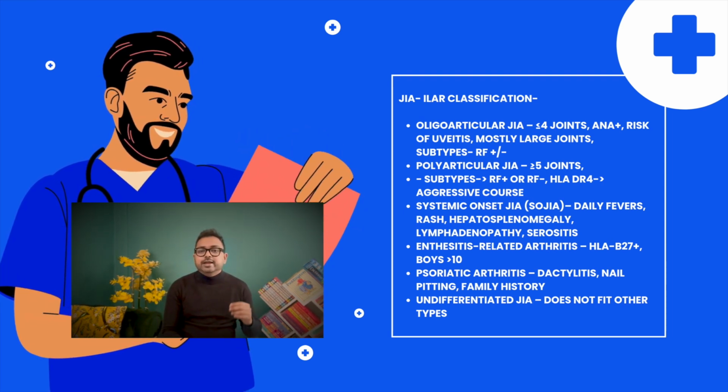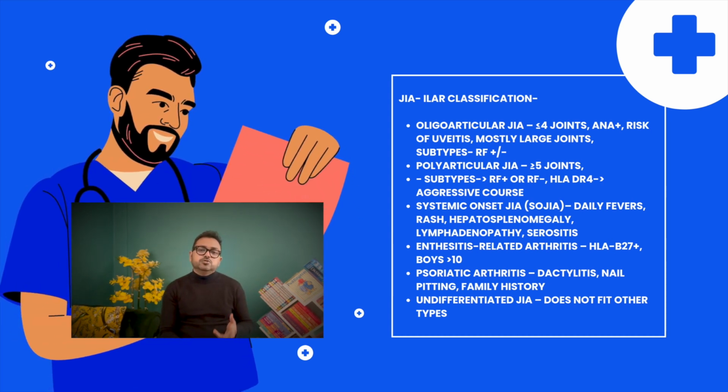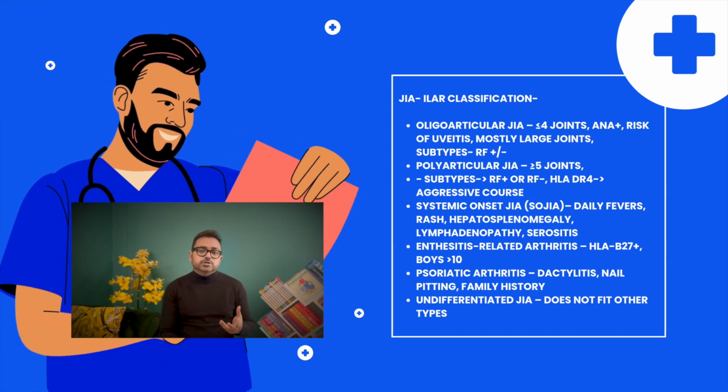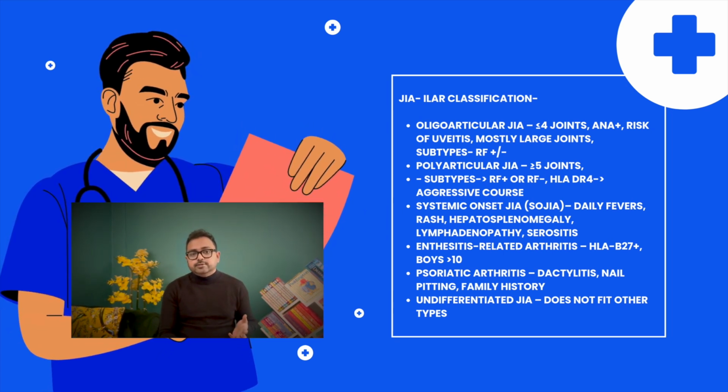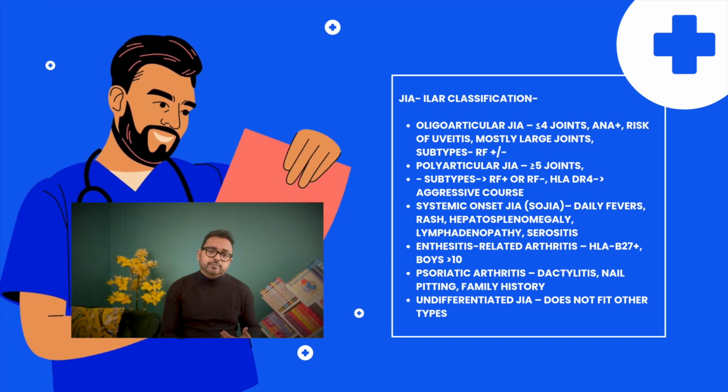Let's move on to the next variety, the systemic onset juvenile idiopathic arthritis, which is associated with fever, lymphadenopathy, as well as hepatosplenomegaly. Another variety could be psoriatic arthritis. In psoriatic arthritis, small joints are involved, associated with dactylitis as well as nail changes. Another variety is enthesitis-related arthritis. In enthesitis, HLA-B27 is associated. And in some varieties where the ANA is associated, eye involvement is always there.